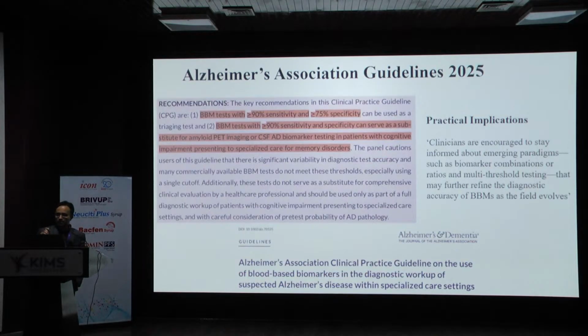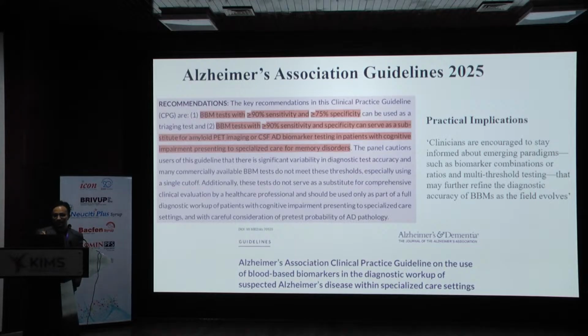Then the Alzheimer's Association has also given one very important guideline. They say the key recommendations for using blood-based biomarkers are, if you are using it for triaging, you need to identify a blood-based biomarker which has a sensitivity of 90% and specificity of 75%. But if a blood-based biomarker has a sensitivity of more than 90% and specificity again more than 90%, it can serve as a substitute for amyloid imaging or CSF biomarker testing in patients with cognitive impairment presenting to a specialized memory clinic.